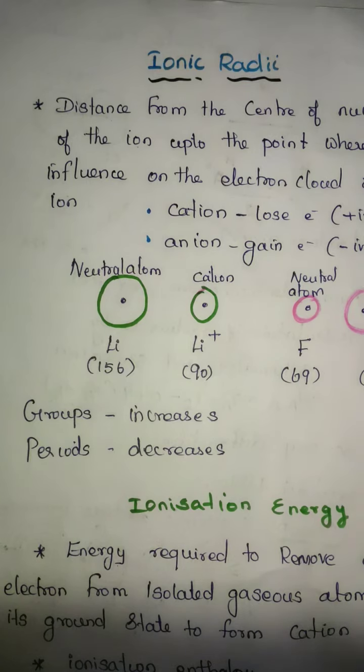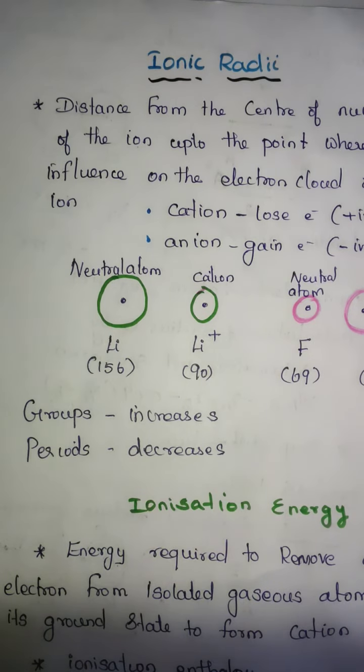While if you see period-wise, it goes on decreasing. We know that in the periodic table, the metallic character decreases and the non-metallic character starts to increase. When we move from left to right, first metals, next non-metals. So the size goes on decreasing when we see from left to right.